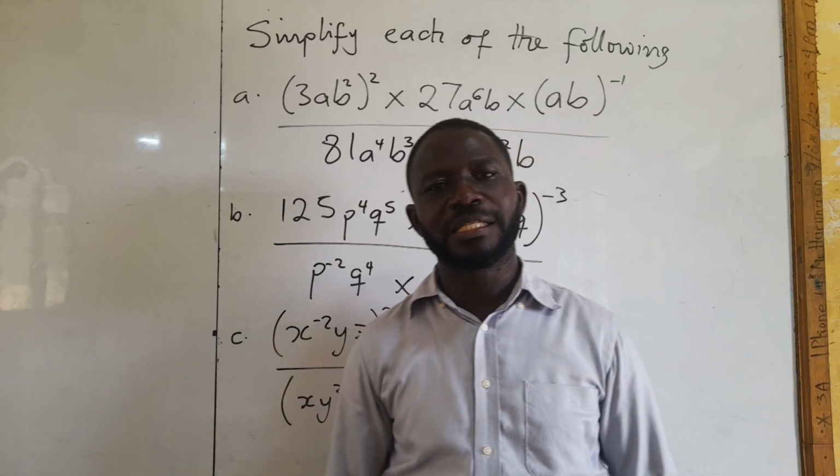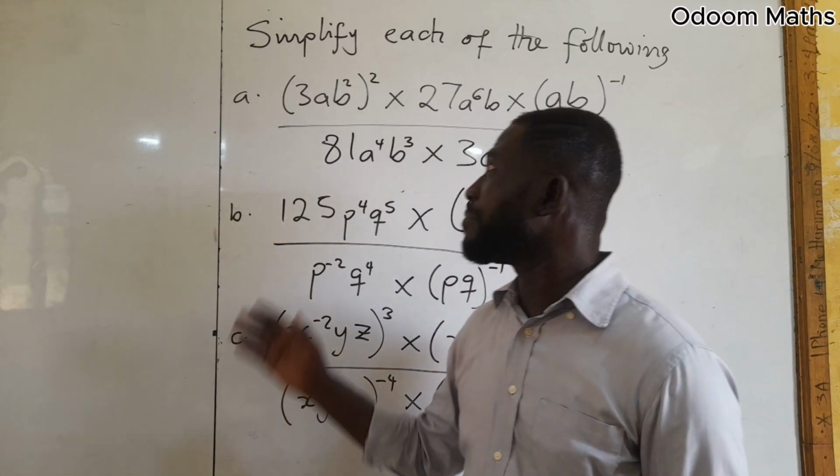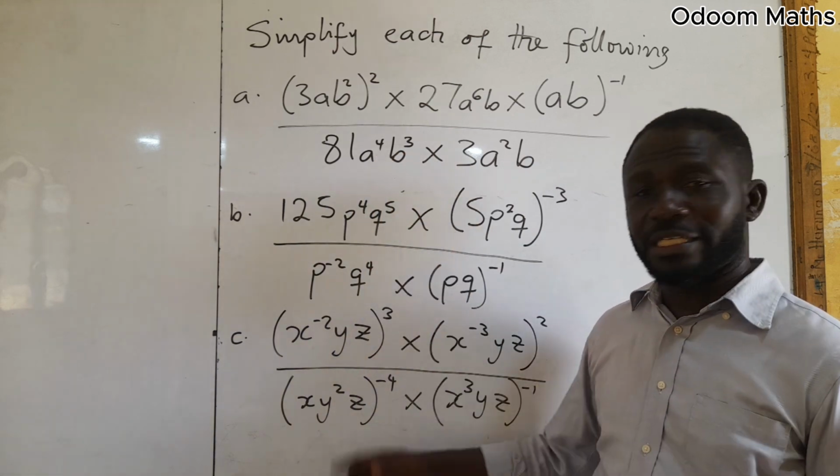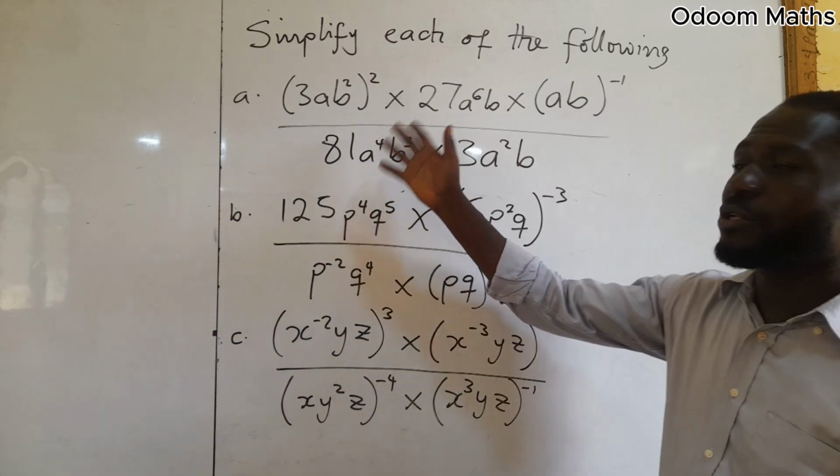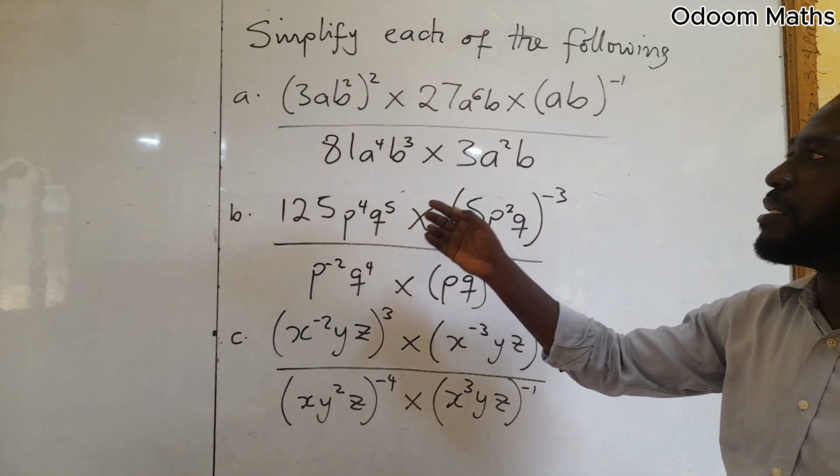This is Odum Maths. Today I want us to look at a few examples on indices. We are told to simplify each of the following.